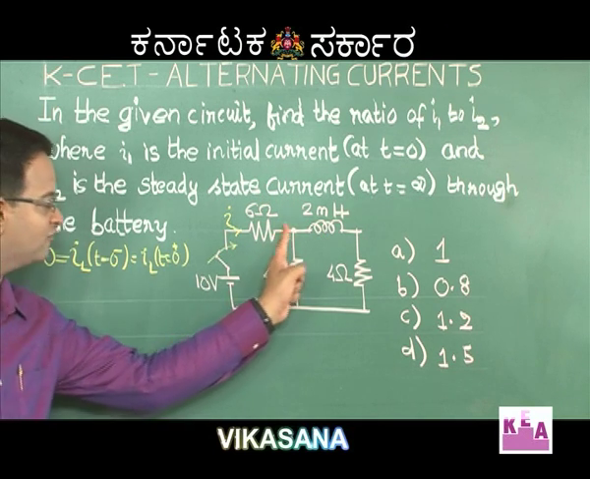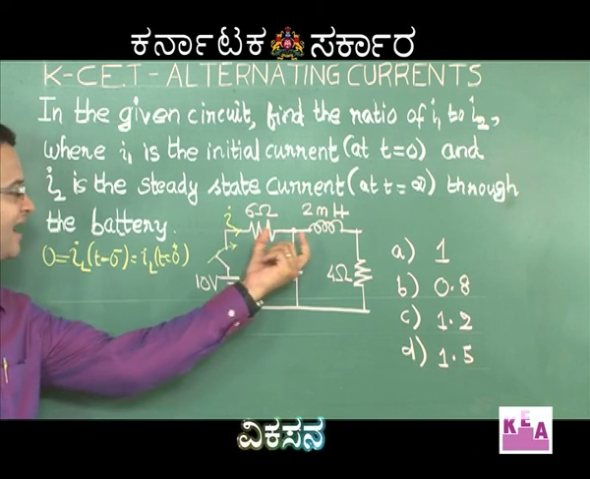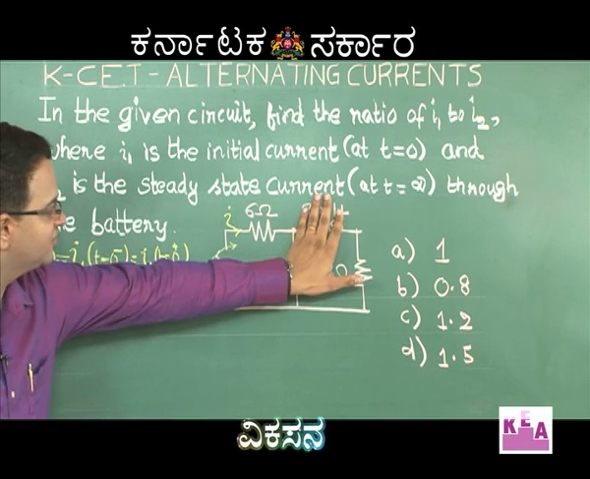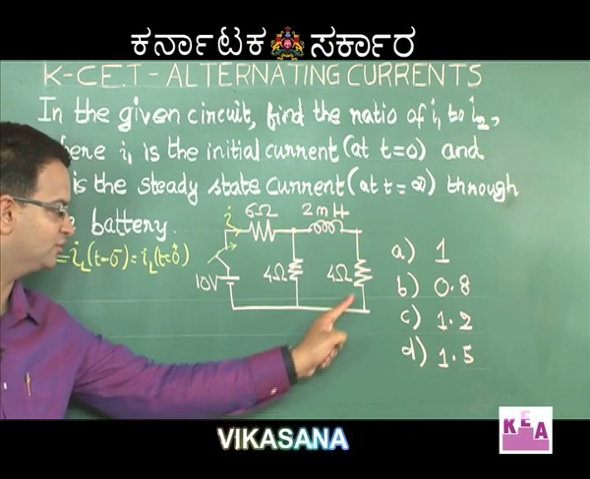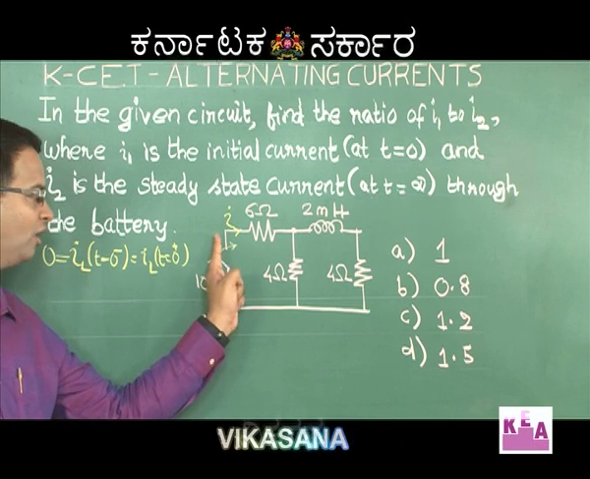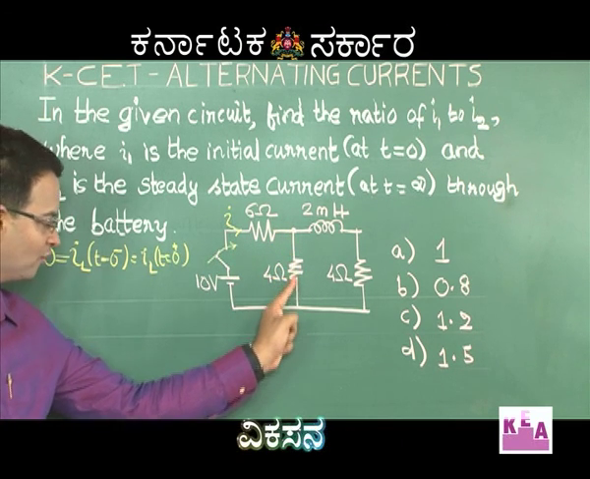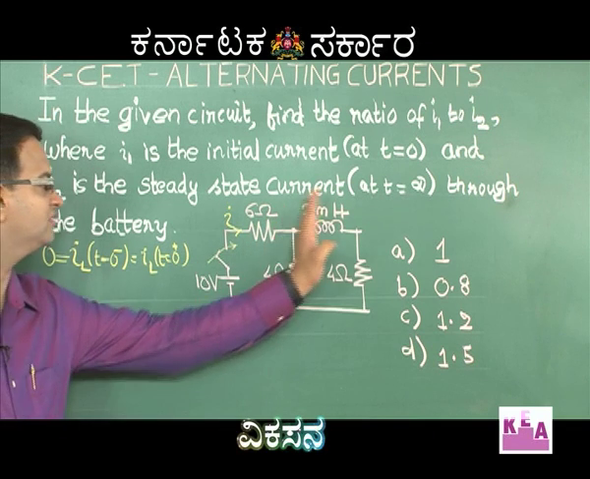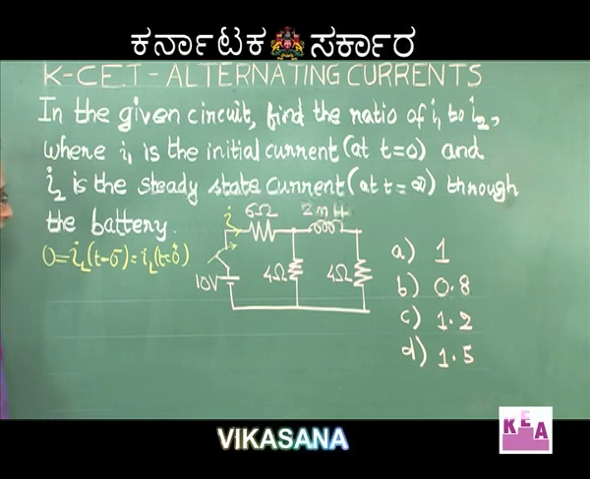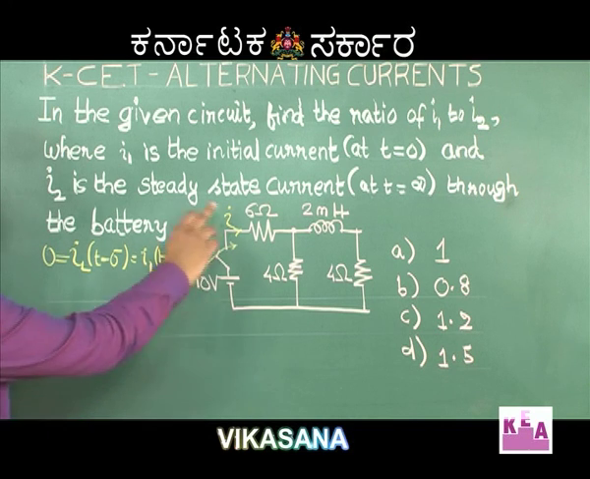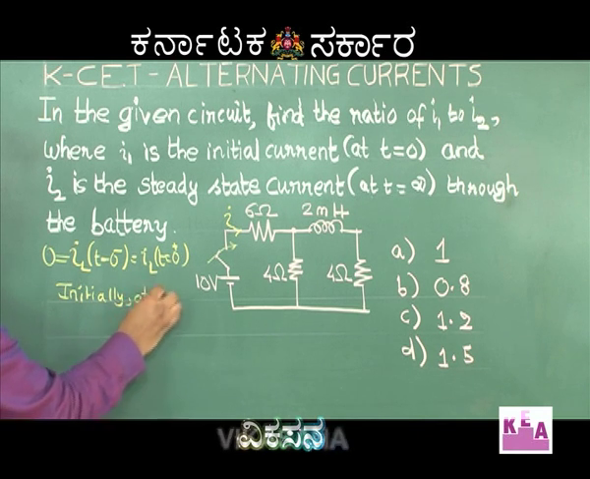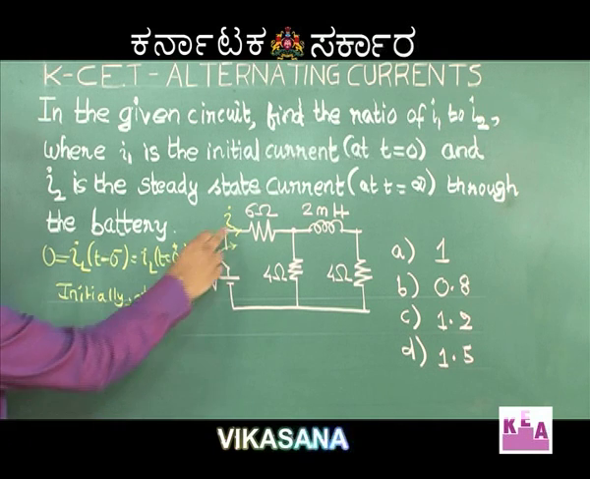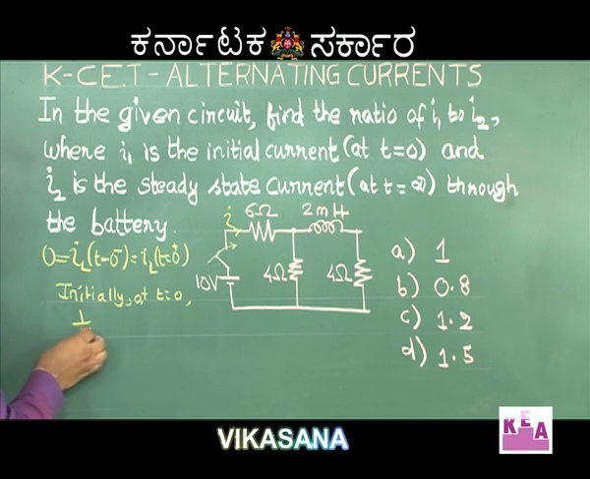So there is no current flowing through the inductor, which means it is going to act like an open circuit. This is equivalent to the inductor not being present, which means no current flows through this path. That means all the current I that is coming here is going to flow through this 4 ohm resistance, and this path is an open circuit initially. Therefore, the circuit simplifies to what I am going to draw now. So initially, at t equal to 0, the circuit can be redrawn like this.